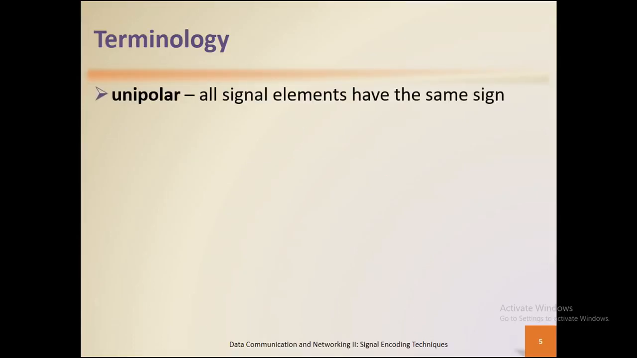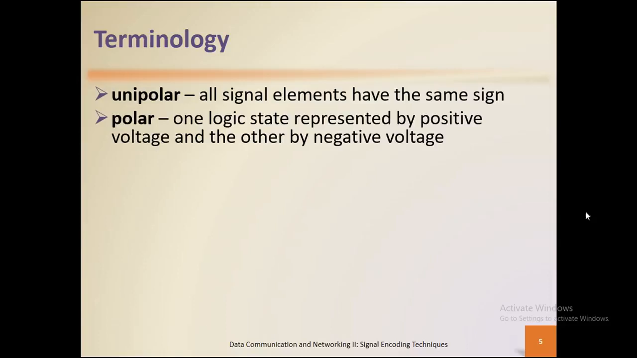Terminologies that usually come up when it comes to signal encodings. We do have unipolar signaling. In general, when we talk about a signal being unipolar, it simply means that the signal element has the same voltage pulse sign, that is either positive or negative. Now, that's one thing that comes to mind usually.